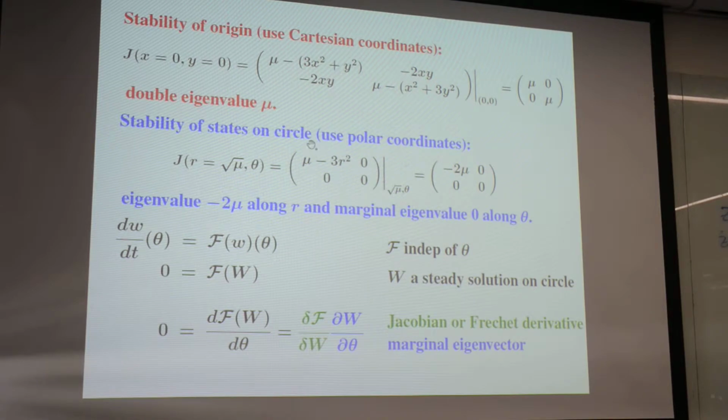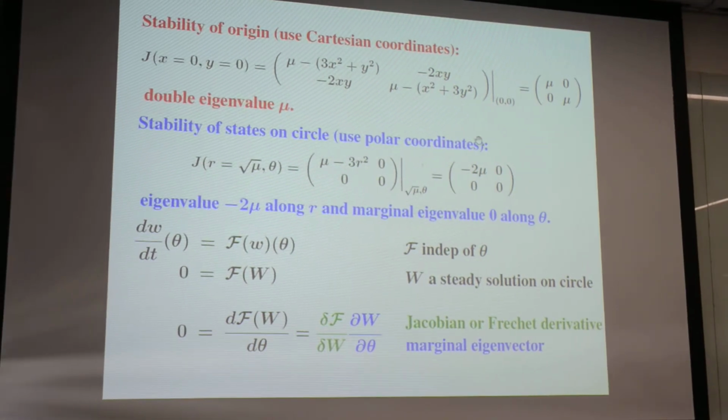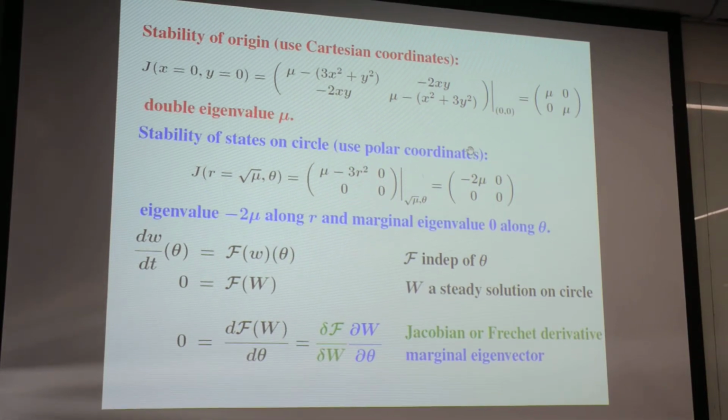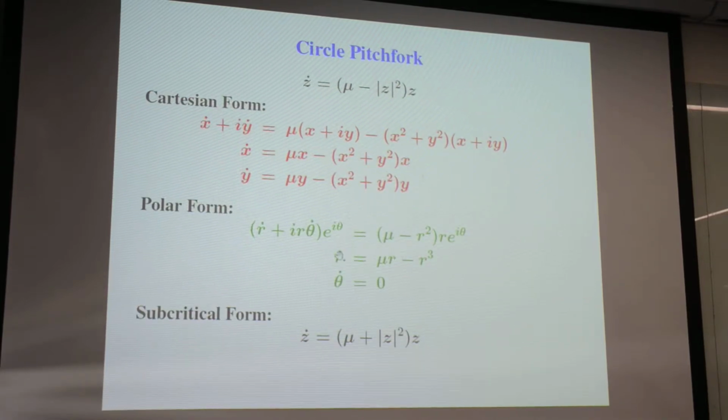Now what about the states on the circle? Here it's going to be more interesting, easier, to use polar coordinates, and it's possible because once we're on the circle, not at 0, we can define an angle. We can't define the angle when we're at r equals 0, but elsewhere we can. So let's go here to these equations.